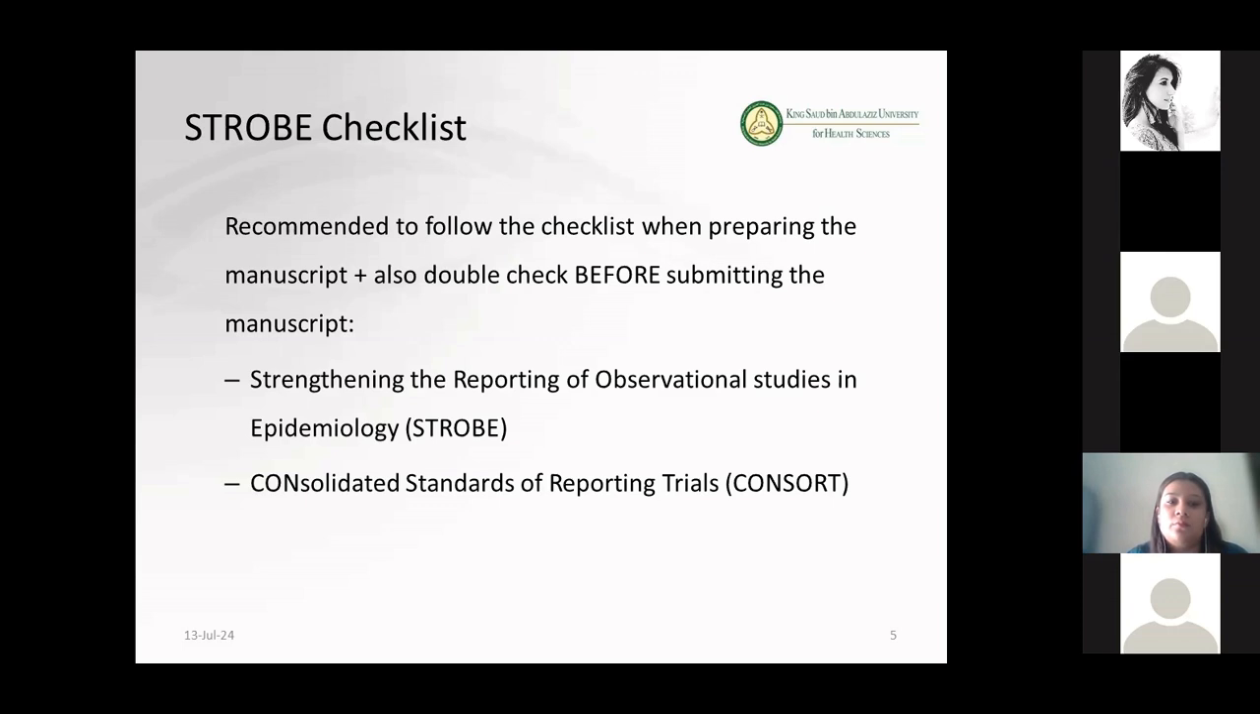It's Strengthening the Reporting of Observational Studies in Epidemiology, STROBE. Most of our studies that we do are observational. But if we are doing clinical trials and those things, then it is the Consolidated Standards of Reporting Trials. The other checklist is CONSORT, which is similar, but we'll just be focusing on the STROBE checklist for today.